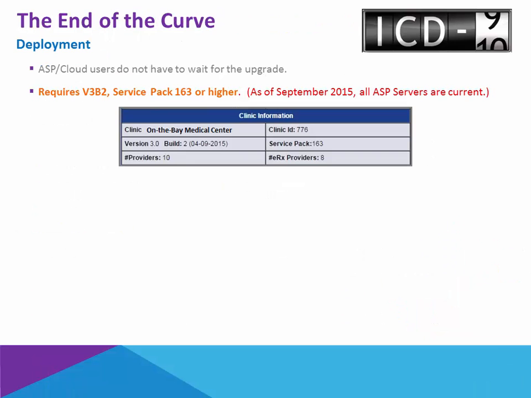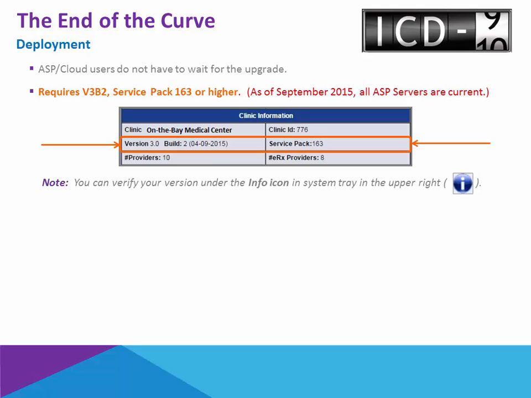So looking forward, as far as the deployment, the good news here, if you're an ASP Cloud user, you do not have to wait for the upgrade. You already are on the current version, which is version 3 build 2. As long as you're on Service Pack 163 or higher, you already have these functions available to you now after this webinar. If you're not sure what version you're on, you can click the I button, which is your help information, up in the system tray, and that will show you the version and service pack.